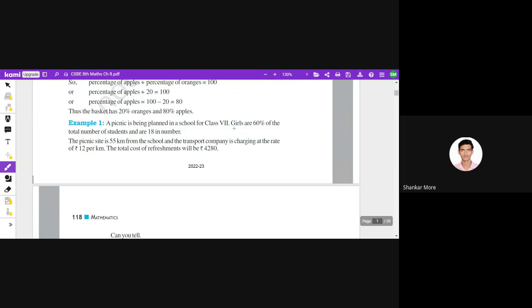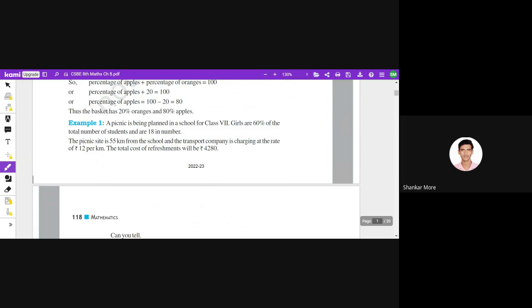In the question it is already given that girls are 60% of the total number of students and are 18 in number, right? If 60% are girls, what is the percentage of boys in that class? It is obviously 40%. 60% girls, so 40% will be boys.